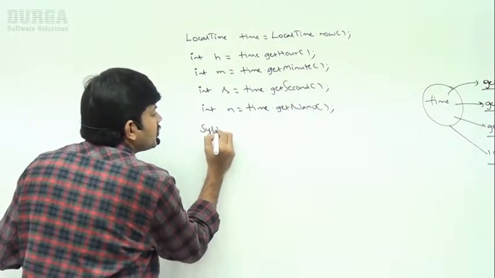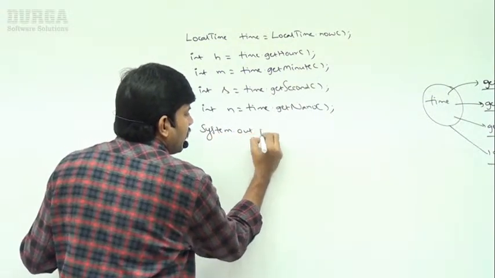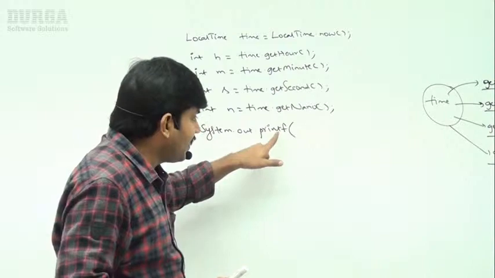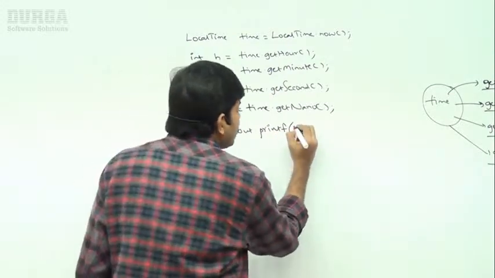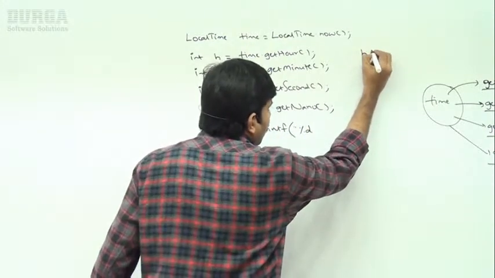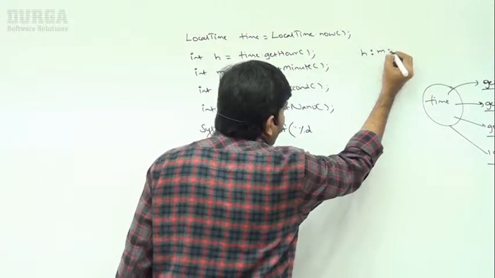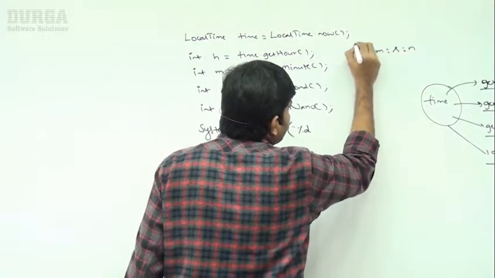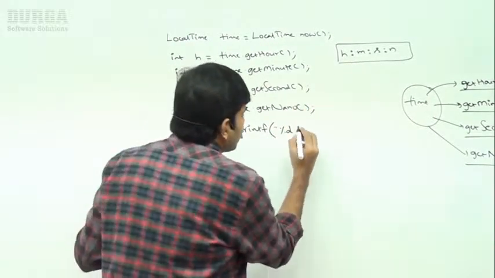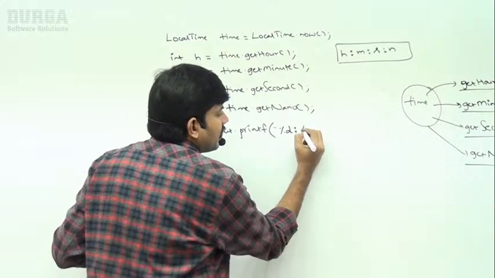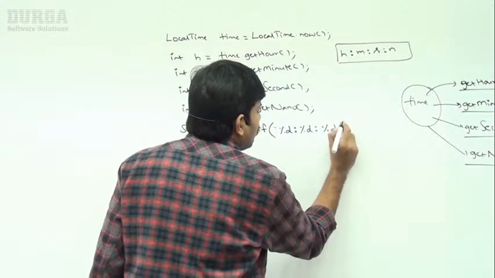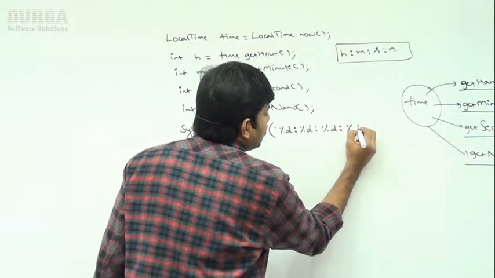System.out. What is the method we have to use? printf. Make sure, sir, it is not println, it is printf. Okay, sir, I want hours, minutes, seconds and nanoseconds separated by colons. If you want this format, how can you do it? %d:%d:%d:%d.